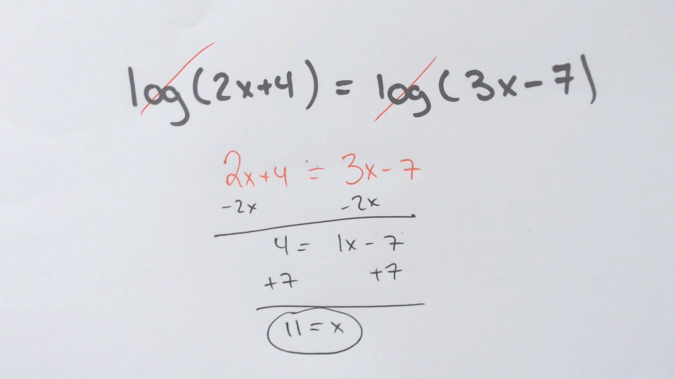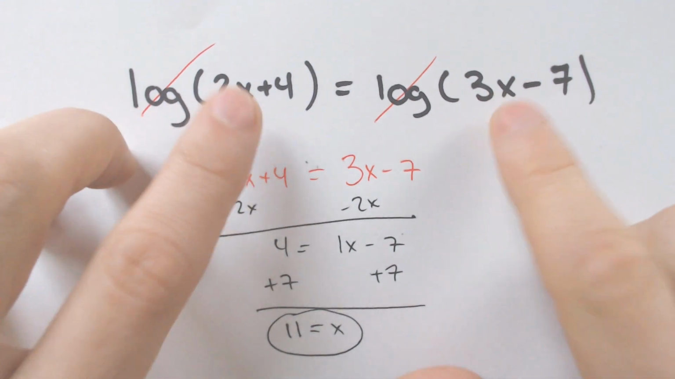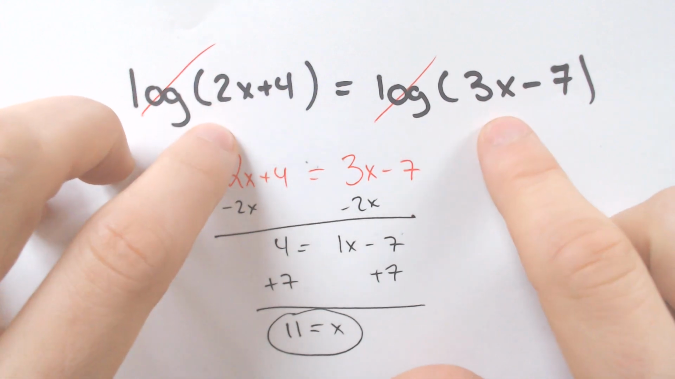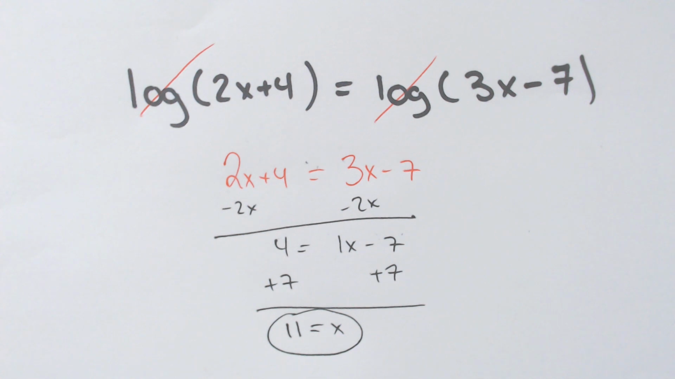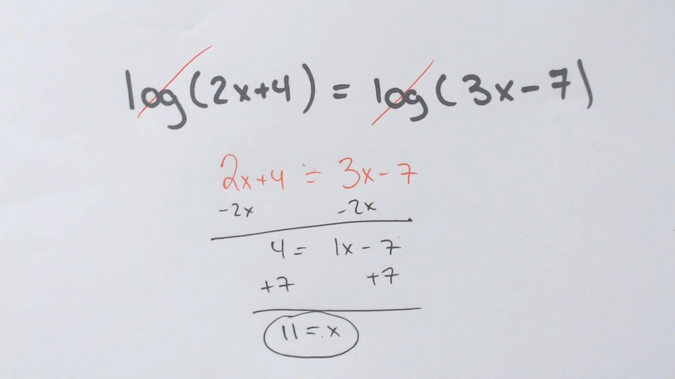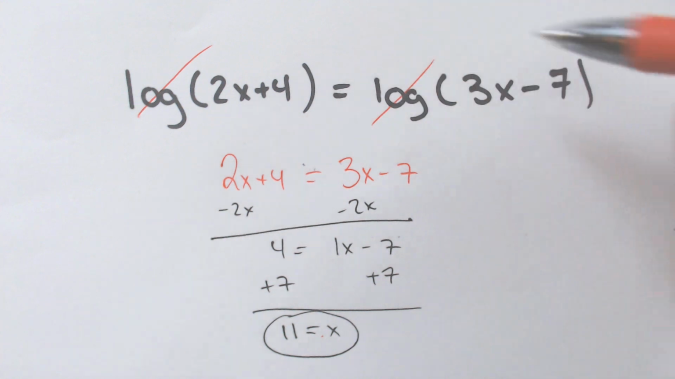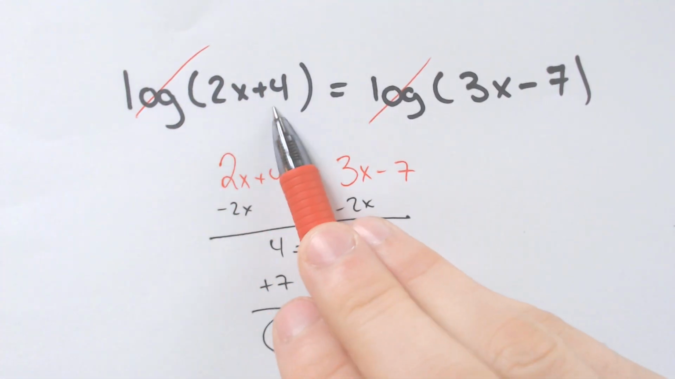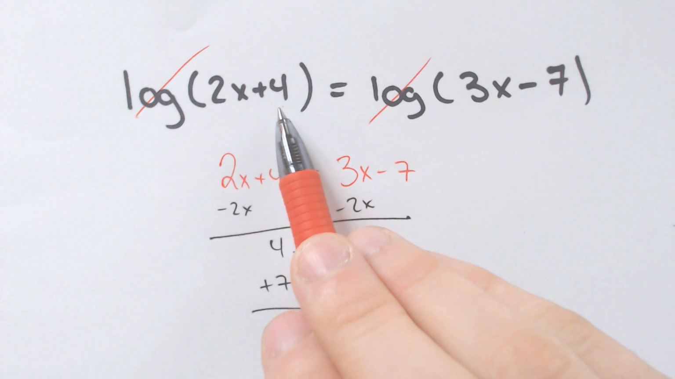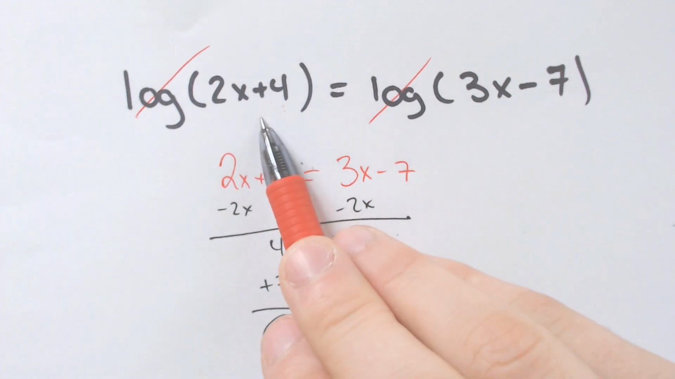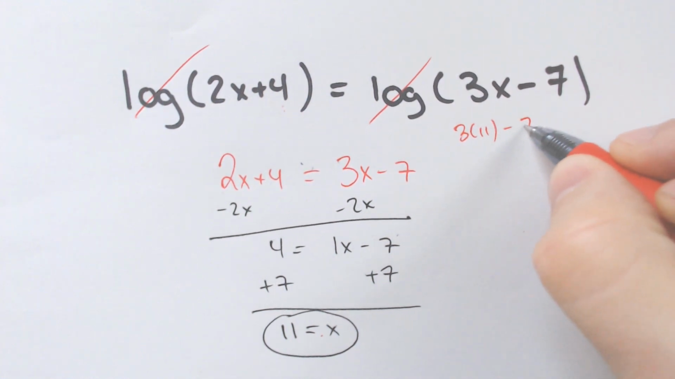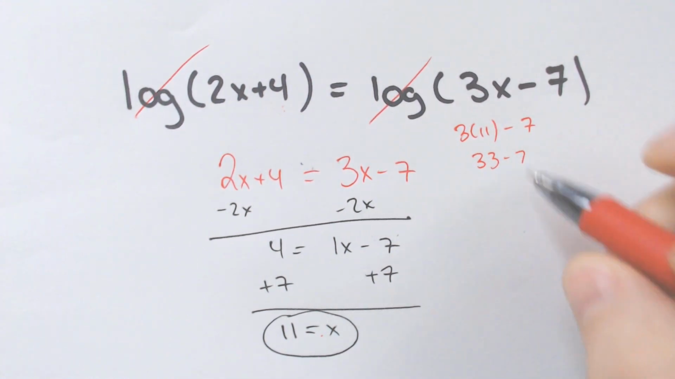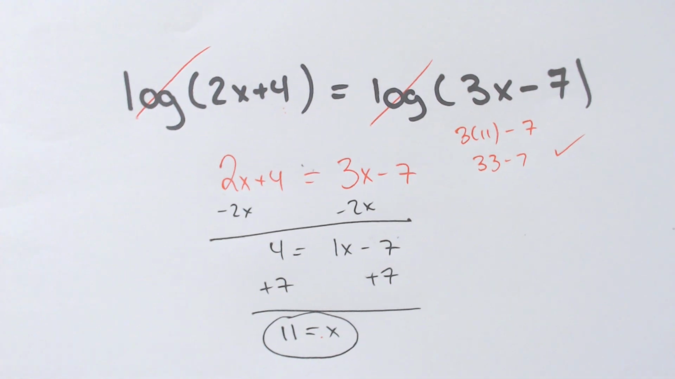With log equations, you must plug in the x into both of the logs, or all of the logs for that matter, in any log equation to make sure you don't take the log of a negative number or 0. If you do that in your head, you're not really checking your solution, you're just verifying that it doesn't make it negative. 2 times 11 plus 4 is 22 plus 4, which is not negative or 0. So that part's good. 3 times 11 minus 7 is 33 minus 7, which is also fine. So we've checked both sides, and we move on to the next example.